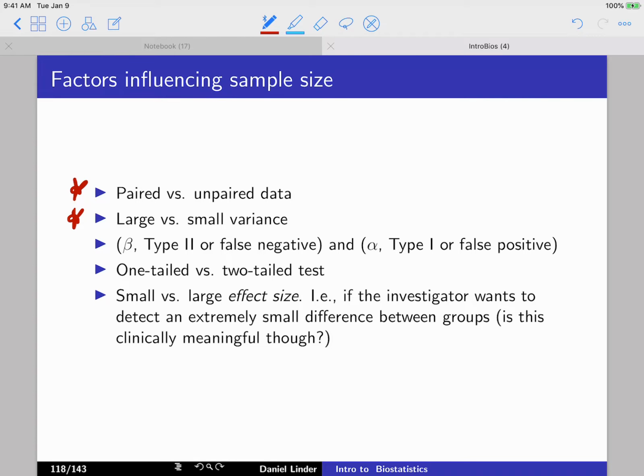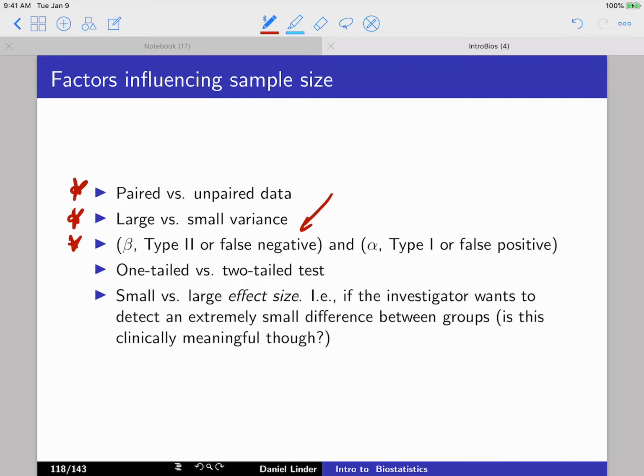Okay, another important factor that influences sample size is beta, and remember we defined beta a few slides ago. That's the probability of a type 2 error, or the probability of a false negative. A type 2 error would mean you didn't detect the difference between, say, a treatment and a placebo group, but there really is a difference. So that was one type of error.